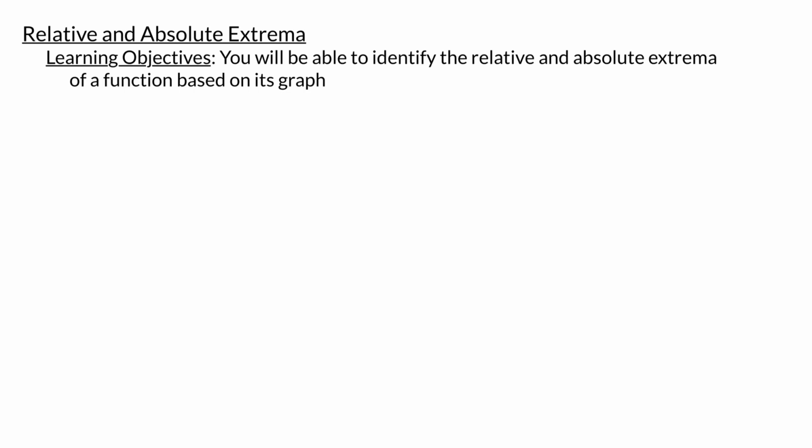In this video, we'll be learning about extrema of functions, which are the maximums and minimums of a function. Now, there are two types of extrema, relative extrema and absolute extrema. We'll start by looking at relative extrema. Sometimes you'll also hear these referred to as local extrema, or local maximums and minimums.